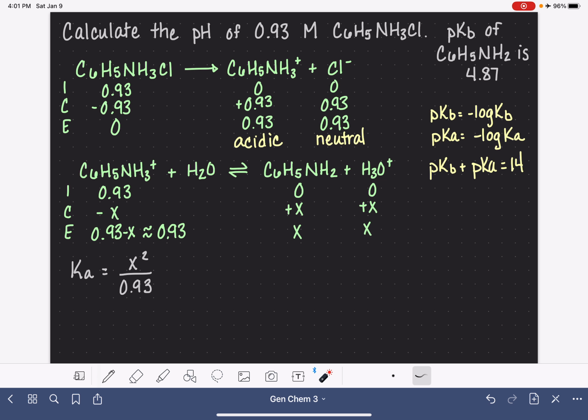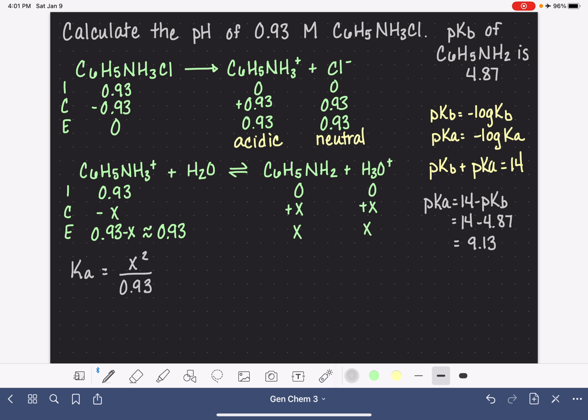So we need to know what the Ka is, and we're starting with the pKb. So why don't we begin by figuring out what the pKa is? We'll use this equation first. We'll figure out what the pKa is, and then we'll use this equation to get ourselves to the Ka. So we're going to say the pKa is 14 minus the pKb. For this problem, that's 14 minus 4.87. The pKa is 9.13.